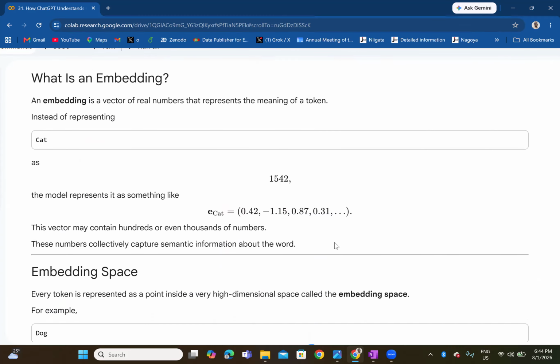Now, the question is, what is an embedding? An embedding is a vector of real numbers that represent the meaning of a token. Instead of representing cat as 1542, the model represents it as something like e_cat, which is [0.42, -1.15, 0.87, 0.31, ...]. This vector may contain hundreds or even thousands of numbers like that. So these numbers collectively capture semantic information about the word.